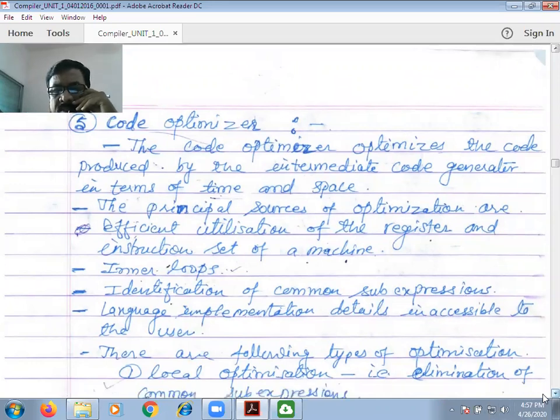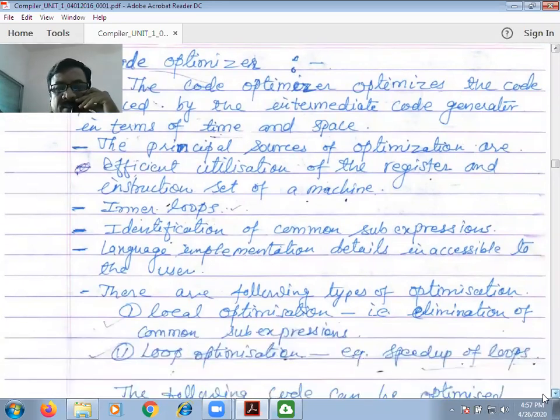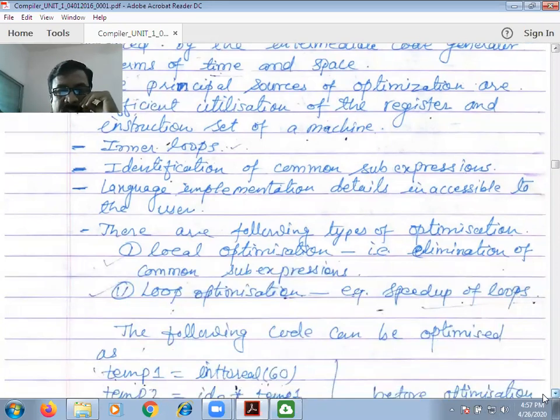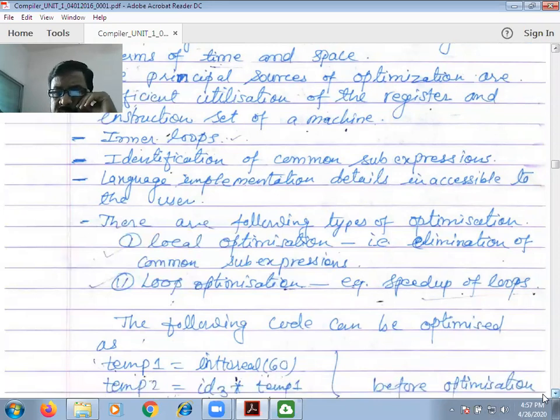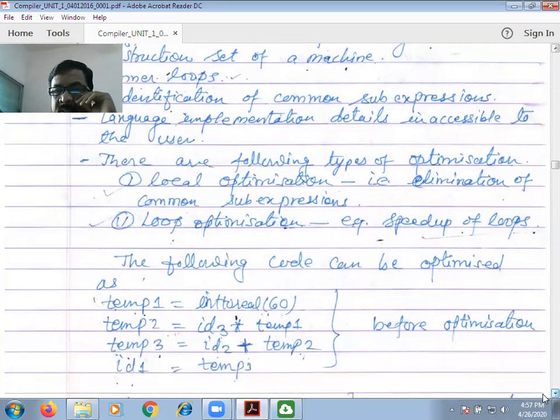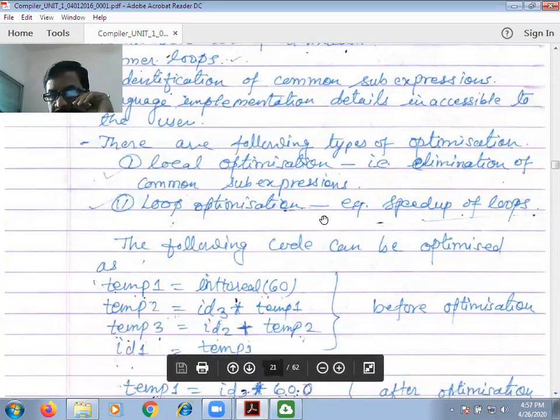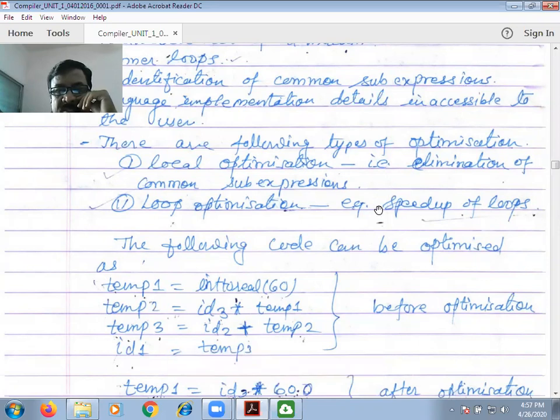There are various types of optimizations. There are the following types: local optimization, that is optimization of the common sub-expression, and loop optimization, which is used in loops. For example, speeding up of loops, that means how to speed up the execution of loops.